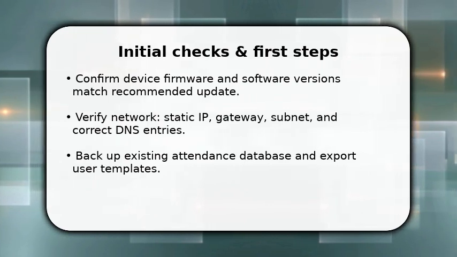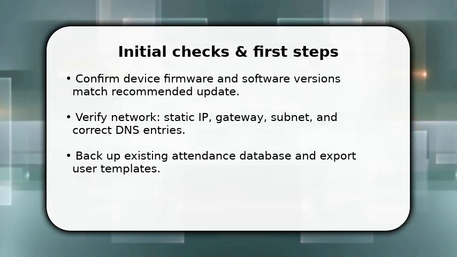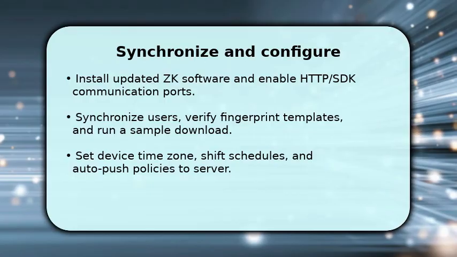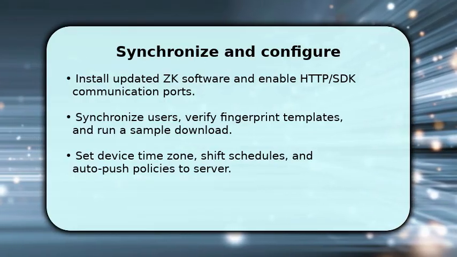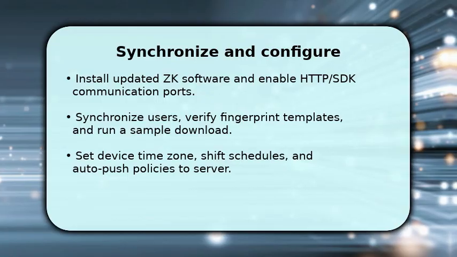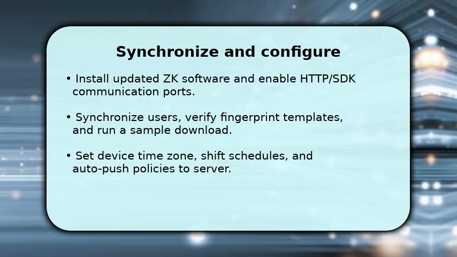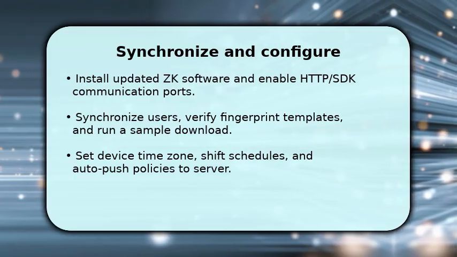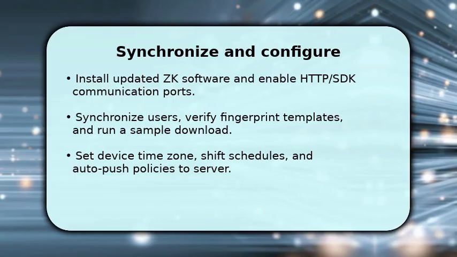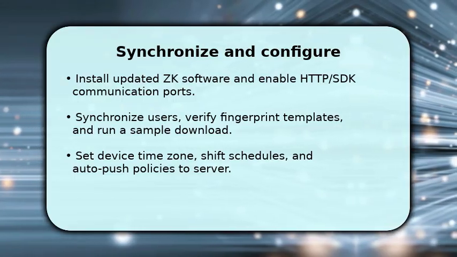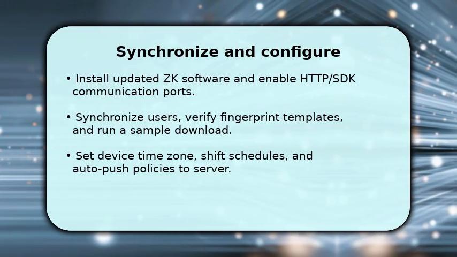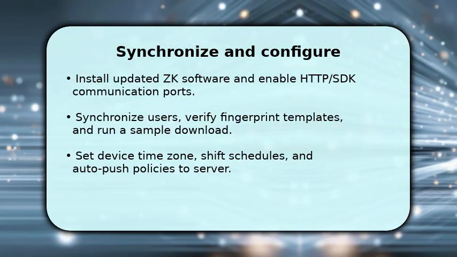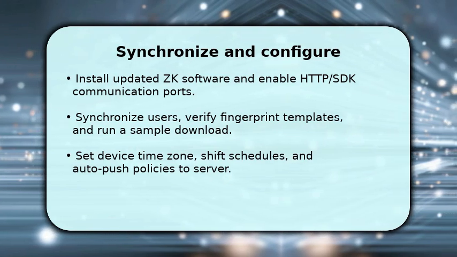You now install and open the updated ZK software, enabling HTTP or SDK ports based on your setup so the device and server communicate. Then synchronize users, push or pull templates, and verify a few fingerprints manually to confirm integrity. After that, configure time zone, shift patterns, and automatic push policies so device logs map correctly to payroll. Make sure to run a sample download to validate that punch records are transmitted in real time and timestamps align.